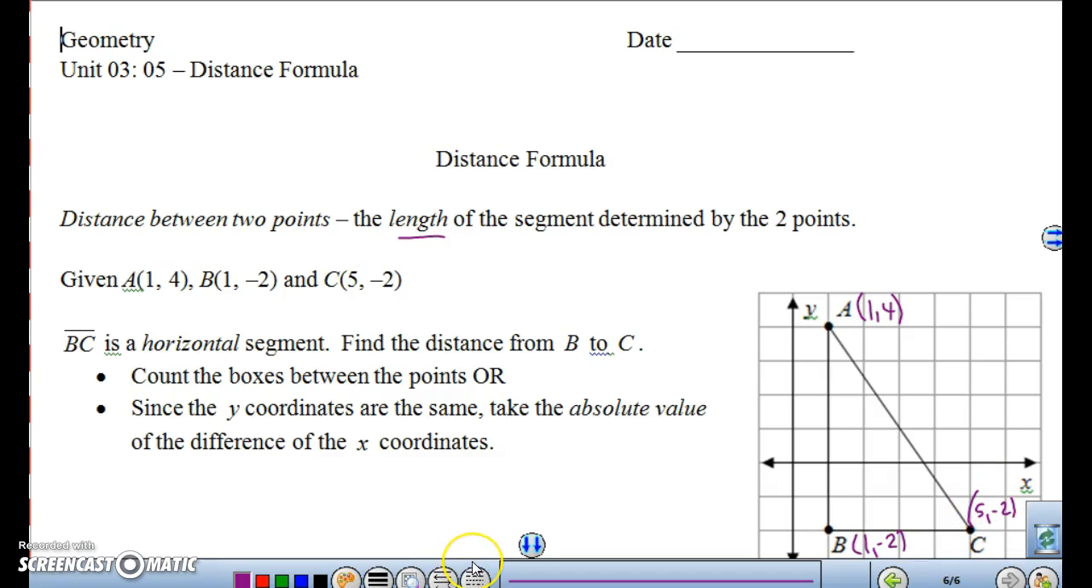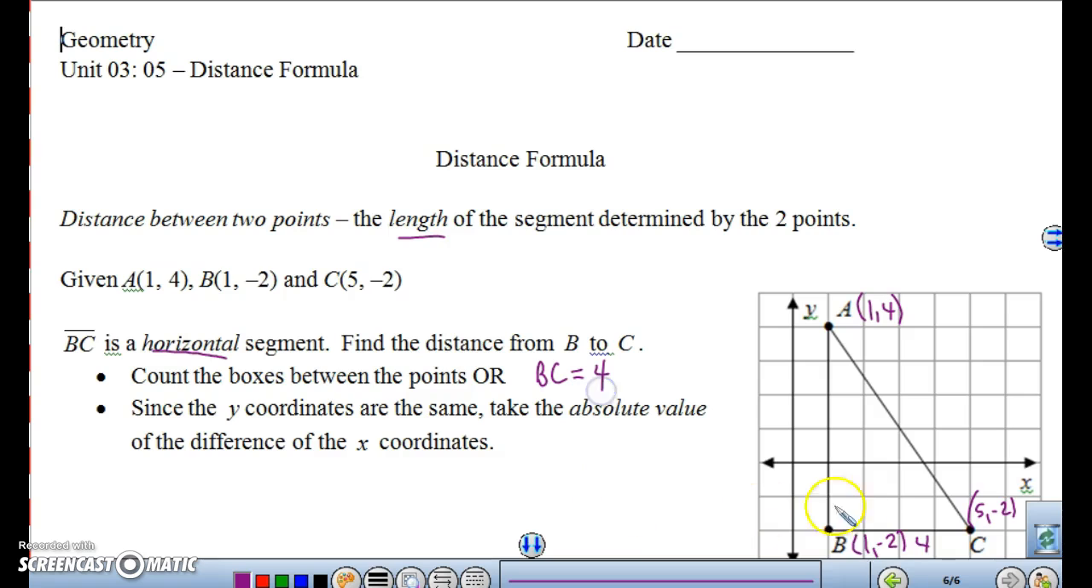Now, let's take a look at the different segments that make up our triangle. Our first one is BC. What kind of segment is BC? Well, it is a horizontal segment. Notice the coordinates here: from B to C, the y coordinate is the same. So that's how I know it's horizontal. To find the distance from B to C, because it's horizontal, I can just count the boxes. 1, 2, 3, 4. So the length of BC is 4.